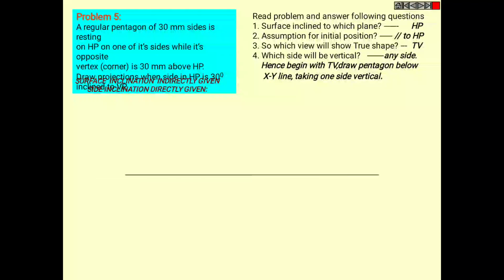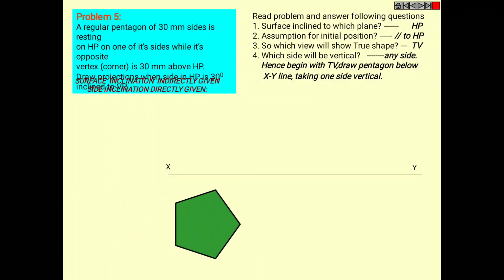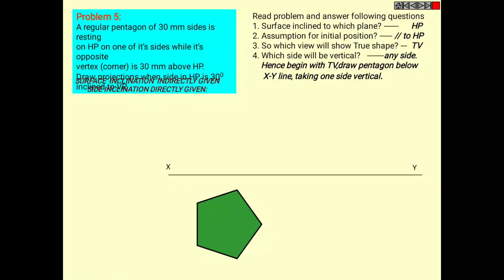So now we will see the diagram. This is your XY axis line. Firstly, you draw a pentagon in the HP and mark the points A, B, C, D and E. Take the projections to the vertical plane above the XY axis line, that is your VP. The points are a dash, b dash, and so on. These are your points.